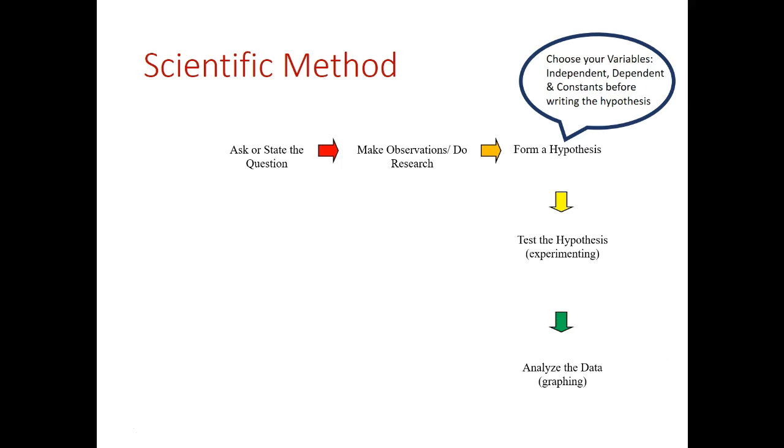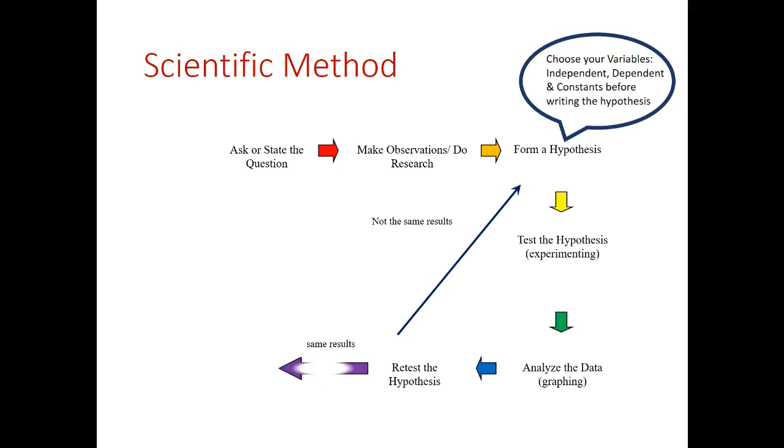After experimenting, we're going to analyze the data. We're going to graph it. We're going to do calculations, whatever it takes to analyze that data. Then we're going to retest the hypothesis if we need to. If our results are not the same, we're going to go back and we're going to reform a hypothesis and begin the process again if our retesting doesn't produce results.